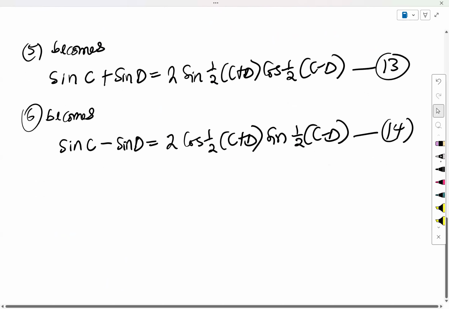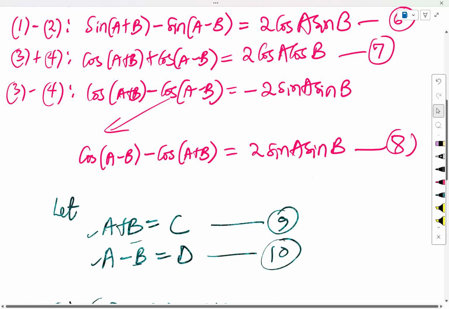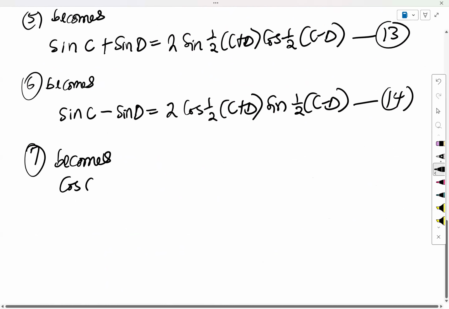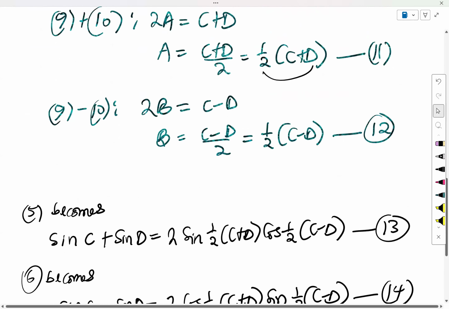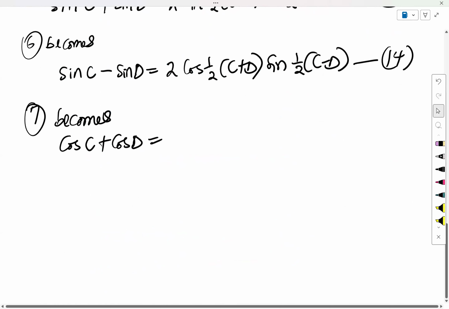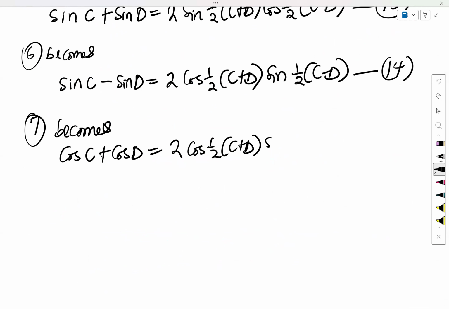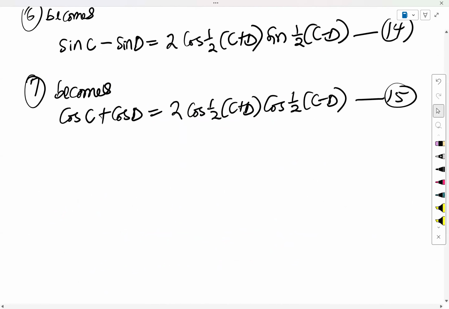Now what does 7 become? 7 is cos A plus B plus cos A minus B. That is cos C plus cos D. And that is 2 cos A cos B, right? That's 2 cos A cos B. So we have 2 cos half C plus D cos half C minus D. That is equation 15.